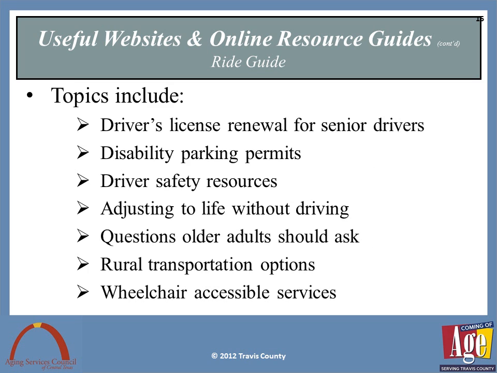Now, the guide also has information about a lot of different topics, such as driver's license renewal for older adults. So let's say, for example, that an older adult's license expires when they're 79 years old. That older adult will have to go to their local DOT office to renew their license. And then there's information about how much disability parking permits cost and driver safety resources such as AAA. How to adjust to life without driving: many older adults have to rely on others, so it's about staying positive and knowing how to reach out to other people to help with your transportation needs.